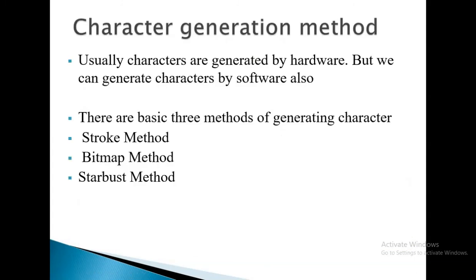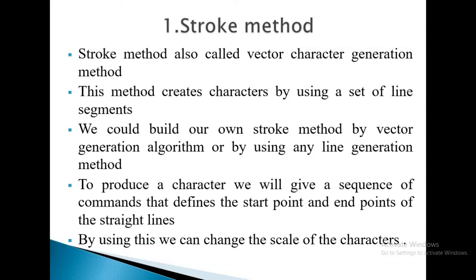Then the next point is the character generation method. Usually characters are generated by the hardware, but we can generate characters by software also. There are 3 methods. First is Stroke, second is bitmap, and third is the starburst method. The Stroke method is also called the vector character generation method. By using these 3 methods, we generate characters on our computer.